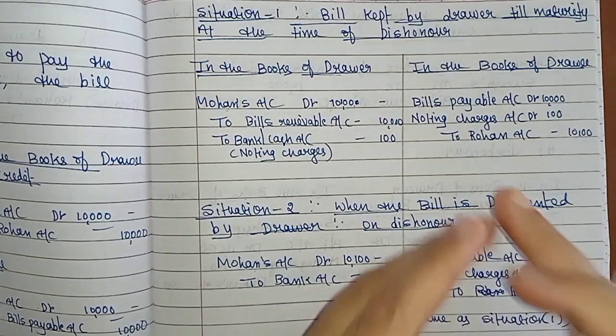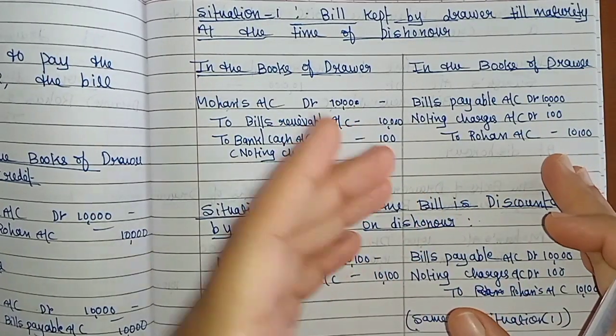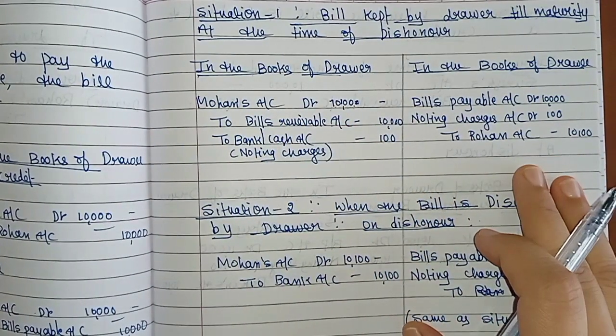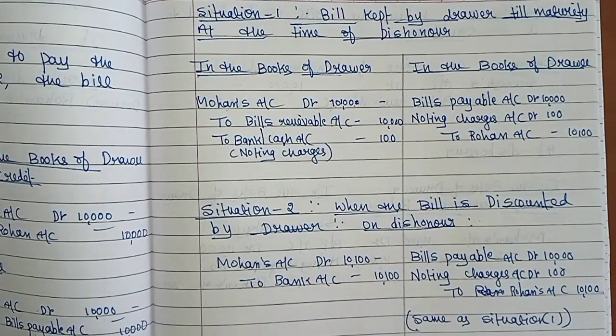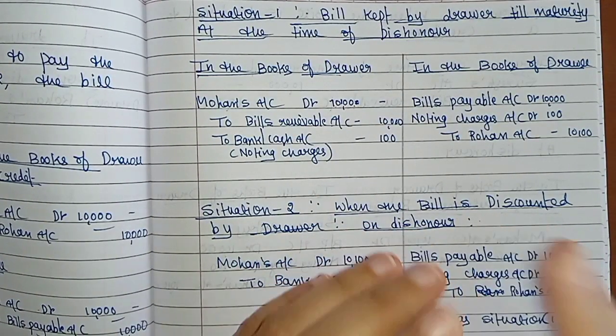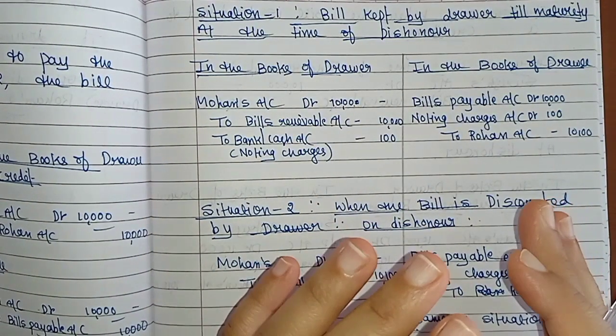Clear? Now here bills payable is cancelled. Bills payable is cancelled because the bill is dishonored. That's it. Clear? And Rohan becomes a creditor again. Mohan still owes him money, right?